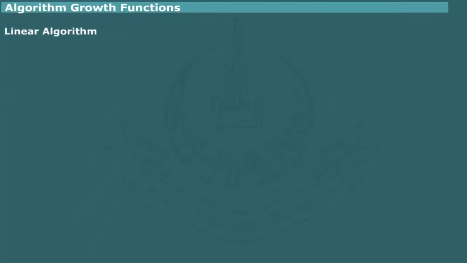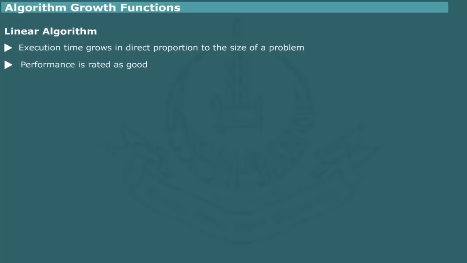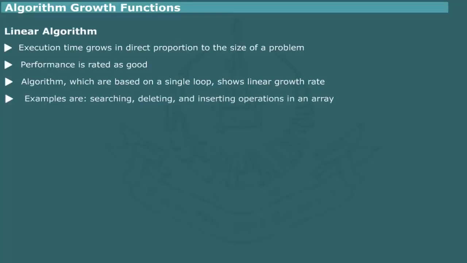Linear algorithm. The execution time of a linear algorithm grows in direct proportion to the size of a problem. The performance of a linear algorithm is rated as good. An algorithm based on a single loop shows a linear growth rate. Examples of linear algorithms are searching, deleting, and inserting operations on arrays and vectors.